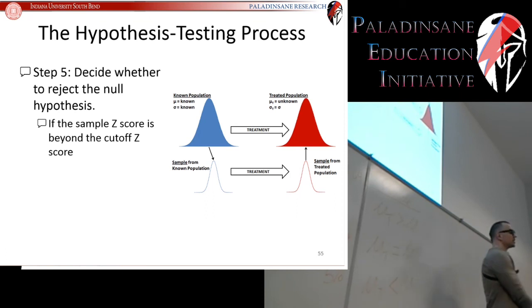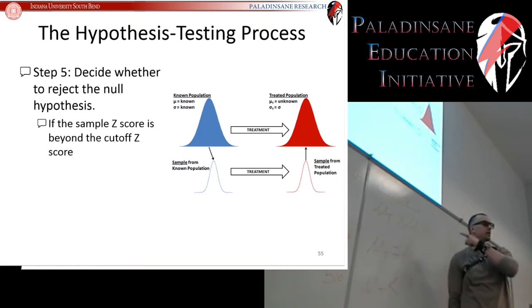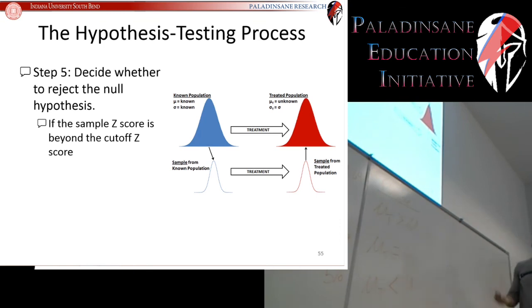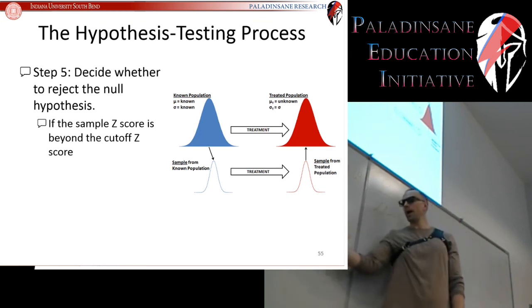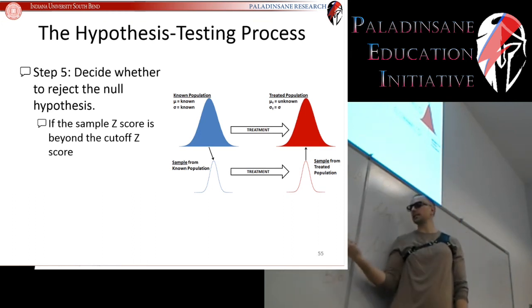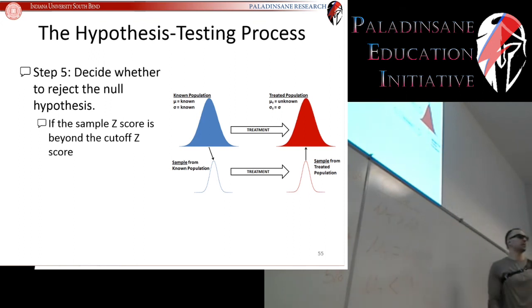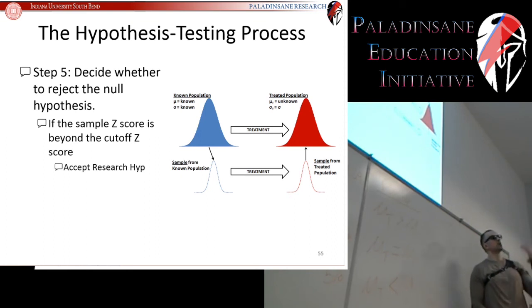And until this is rock solid, keep this slide handy, because you do not want to do all the heavy lifting in steps 1 through 4 and then drop it in step 5 and choose the wrong direction. So if the sample z-score is beyond the cutoff z-score, it crossed that line in the sand, it's gone into the tail. So what do we do? We accept the research hypothesis and we reject the null hypothesis. So that's our decision.